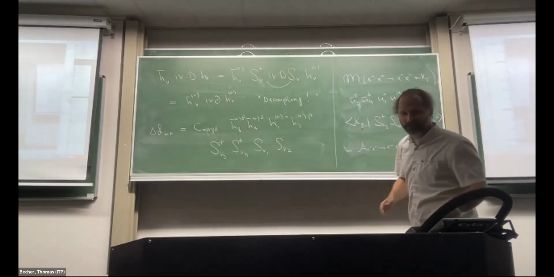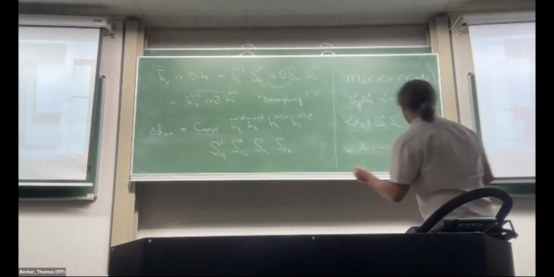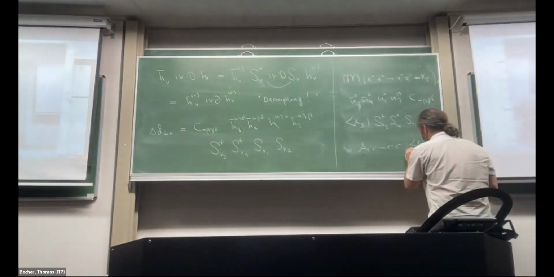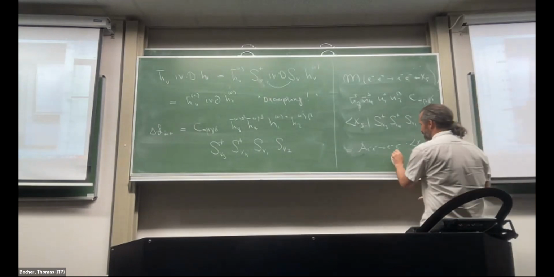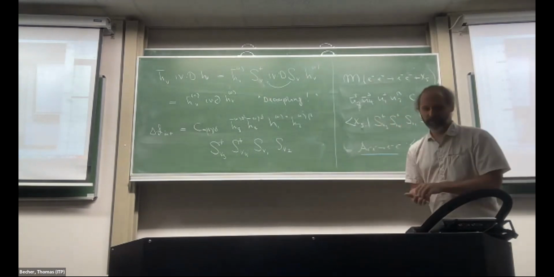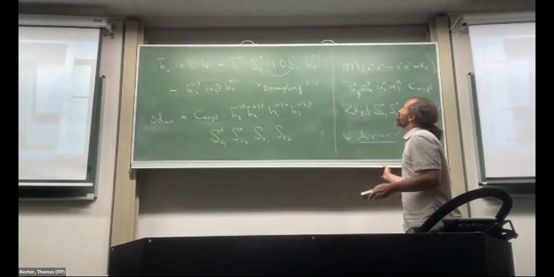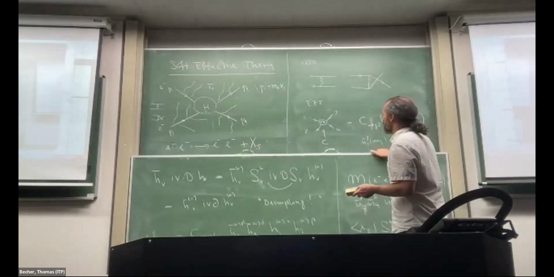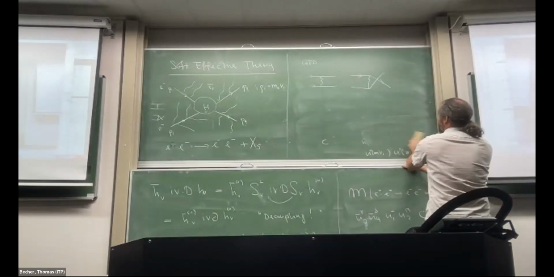But now I've factorized it into a product. We have a low energy matrix element, and we have a high energy matrix element. And if I write the cross section now, it will be the last thing that I'll write.